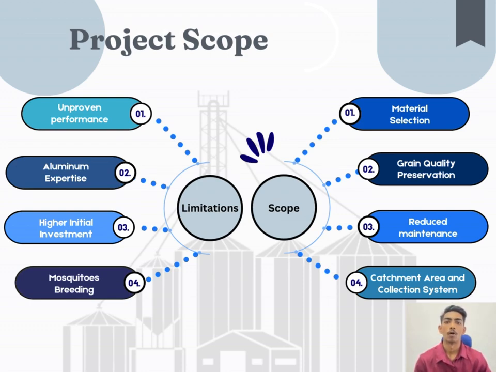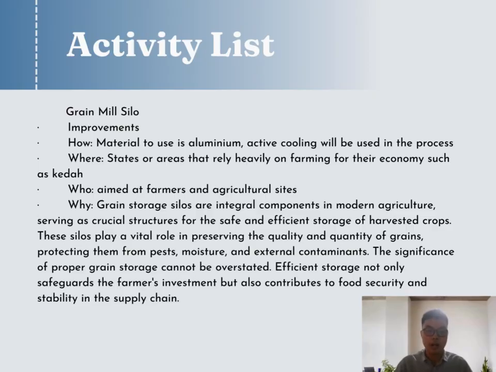That is all for our project scope. I will continue my part on the activity list as I have mentioned previously. Following the list, the reason why we picked the grain mill silo according to this activity list, we have stated a few reasons. How are we going to improve upon the grain mill silo?